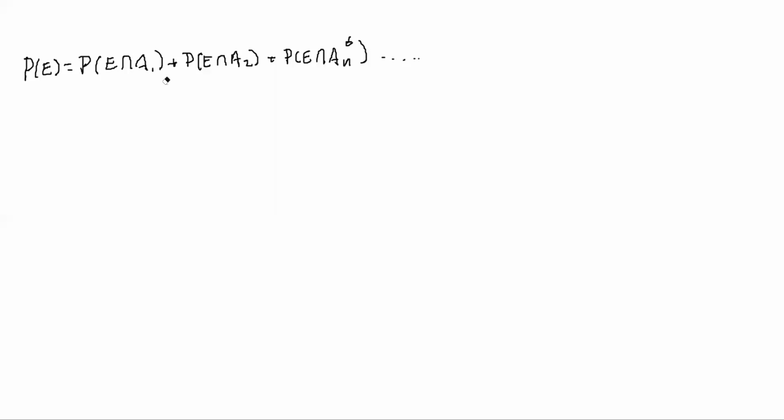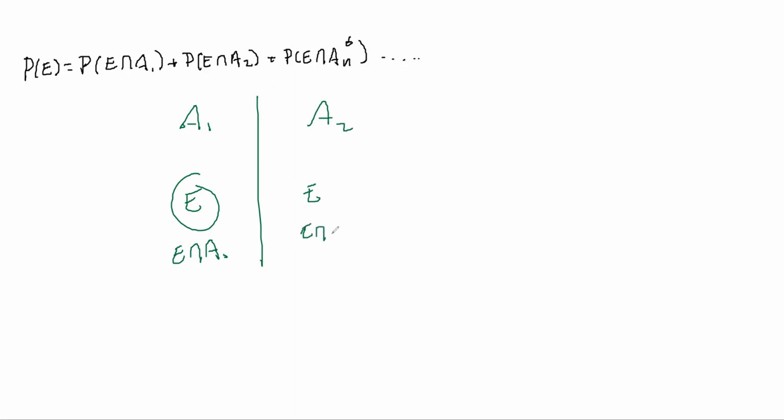So when we were thinking about a sample space like that, we would have the A1 sample space and the A2 sample space. Event E is in these, and the way that we define this is E intersecting with A1, and E intersecting with A2, and that's how we would actually calculate a probability through there.